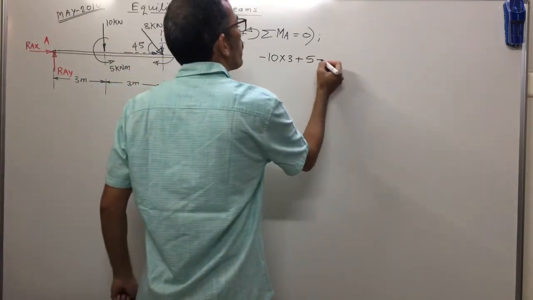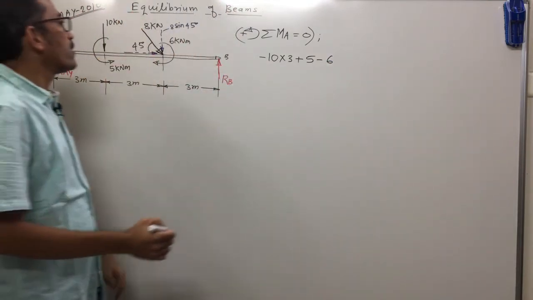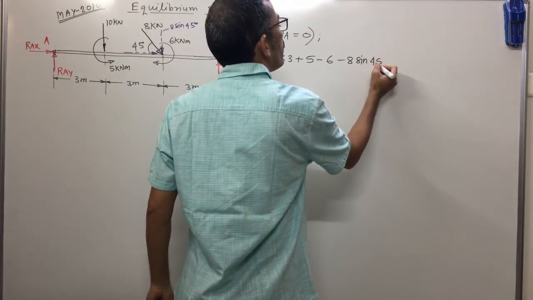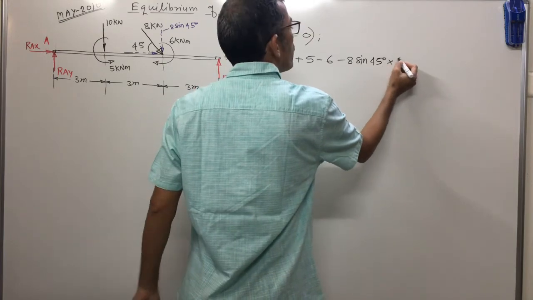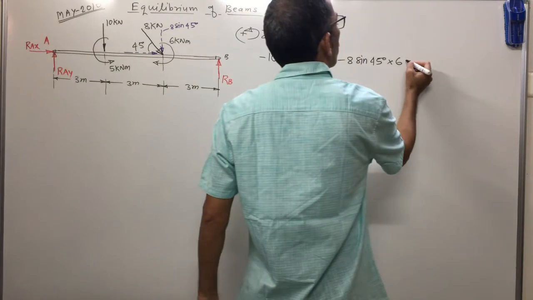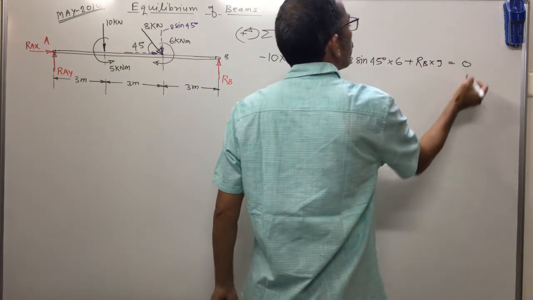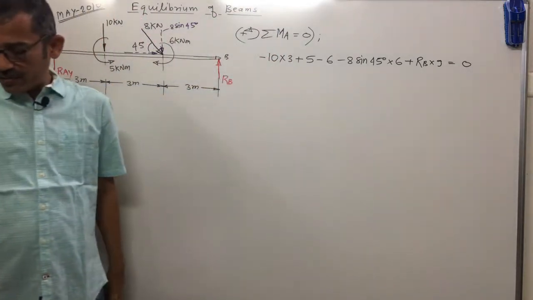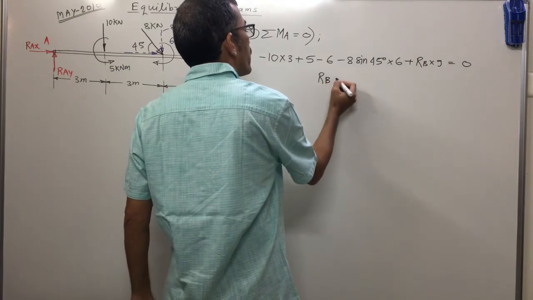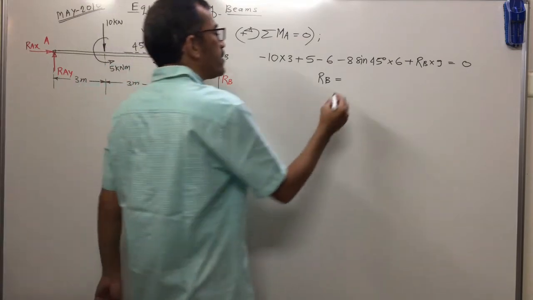This one 6 is what? Clockwise minus 6. Moment of horizontal component 0. Moment of vertical component clockwise minus 8 sin 45 into what distance? 6 meter, right? And moment of RB anti-clockwise plus RB into 9 equal to 0. Using calculator simply find out. So this RB comes out to be, I already calculated here. You just calculate and see what answer you get. That is 7.216 kilonewton.